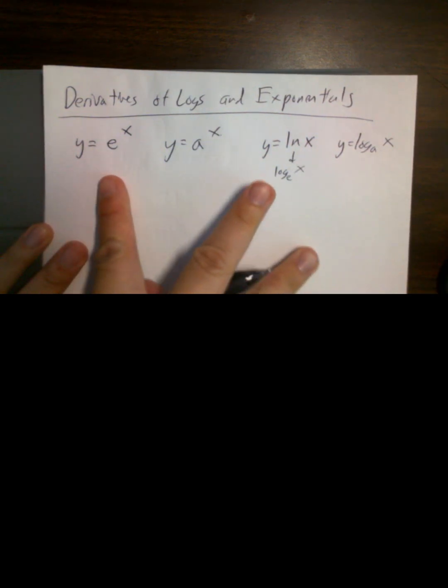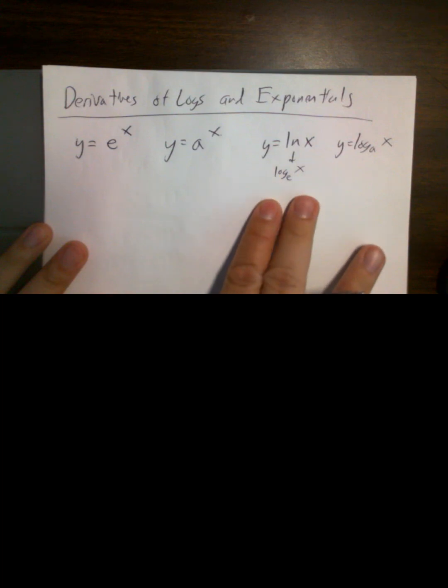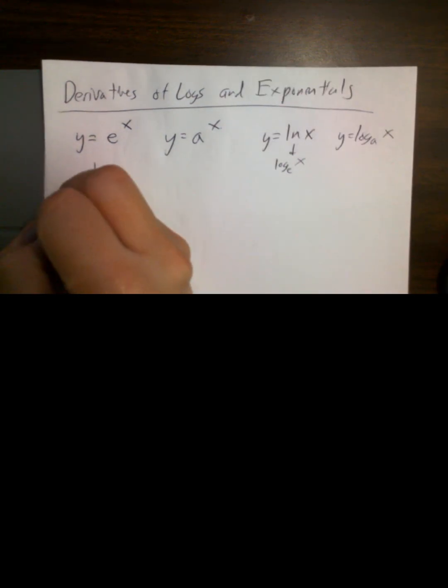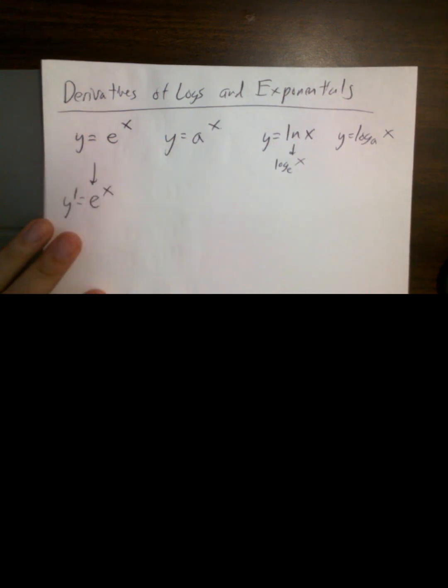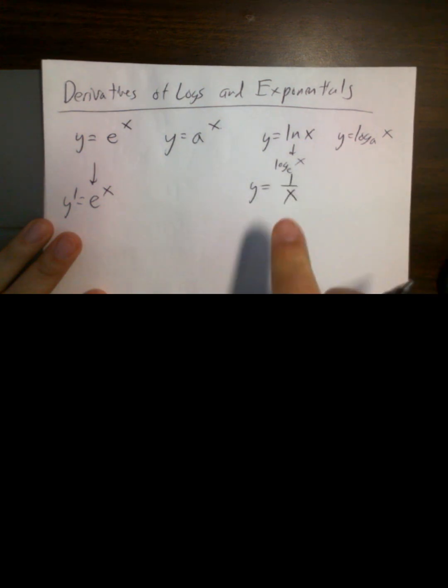The basic formulas you're going to initially memorize are those of the derivative of e to the x and the derivative of natural log of x. The derivative of e to the x will be itself. So this one is very straightforward. The derivative of natural log of x is 1 over x. A little less straightforward.